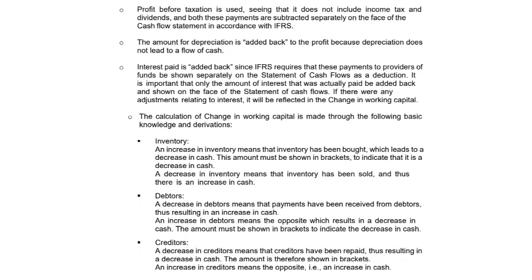This amount must be shown in brackets to indicate that it is a decrease in cash. A decrease in inventory means that inventory has been sold, and thus there is an increase in cash. Debtors. A decrease in debtors means that payments have been received from debtors, thus resulting in an increase in cash. An increase in debtors means the opposite, which results in a decrease in cash. The amount must be shown in brackets to indicate the decrease in cash.